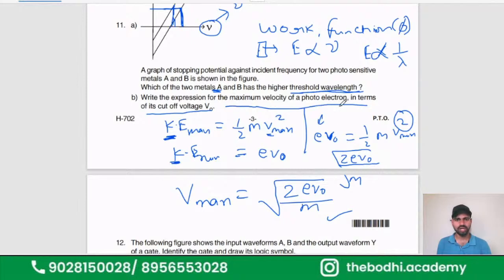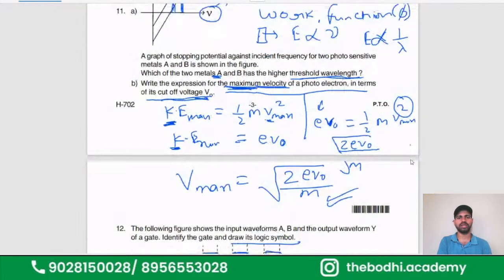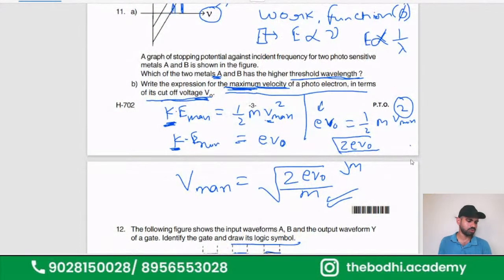And what we have to find in terms of its cutoff voltage V naught is the expression for the maximum velocity, that is V max. So let's shift the 2, then shift the m, and then shift the root. So it will become root of 2 into EV naught over m. So this is the answer. Alright, copy it. Even if you have done it, some of you will be new, so just copy it.